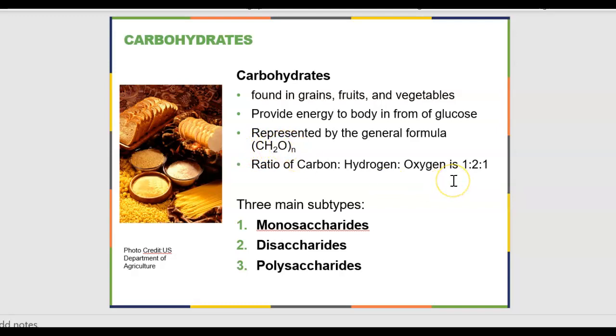So that's the ratio. The three main types we'll look at are the monosaccharides. Those would be the individual units, the monomer units of sugars. Disaccharides, so di meaning two, would be the units where two monosaccharides have joined by dehydration synthesis. And then polysaccharides, you have more than two, usually sometimes quite a bit more than two. So we're going to see these.